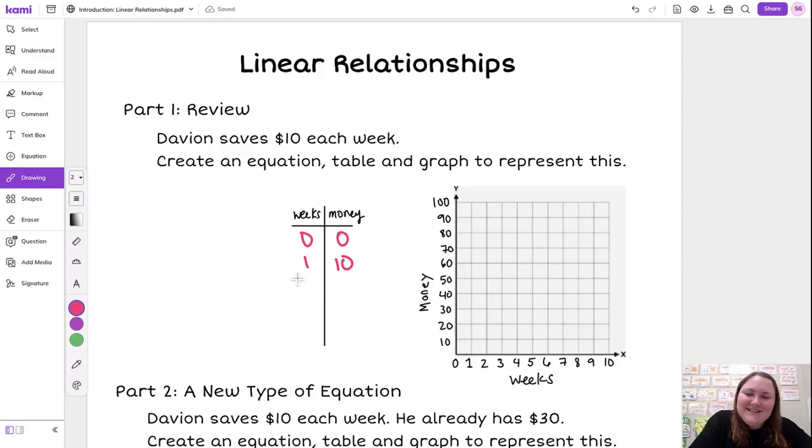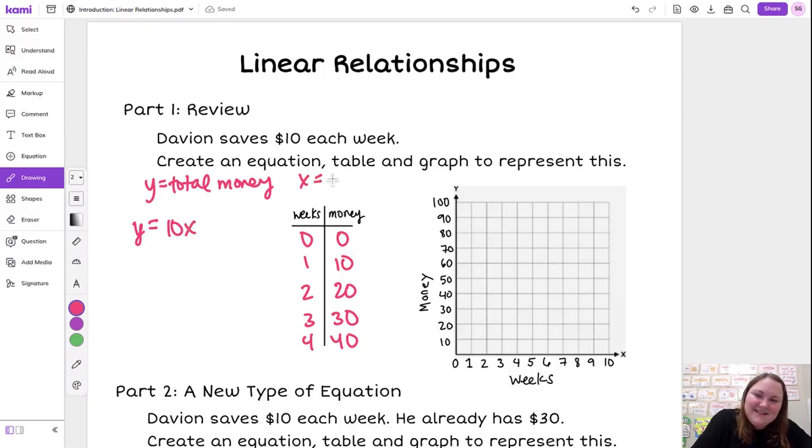After 1 week, he has $10. After 2 weeks, he has $20. 3 weeks, he has $30. I'm just multiplying the number of weeks by the $10 to figure out his total money. What I just said is also what that equation is going to look like. To find his total money, which we'll call y, the total money, all I need to do is multiply 10 by how many weeks he saved, and I'll call x the number of weeks, and that's how I find this information here. He's saving $10 each week.